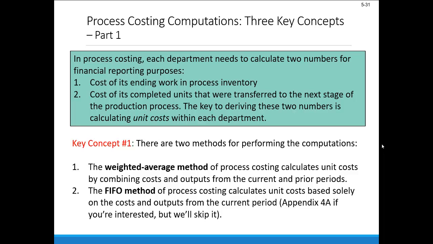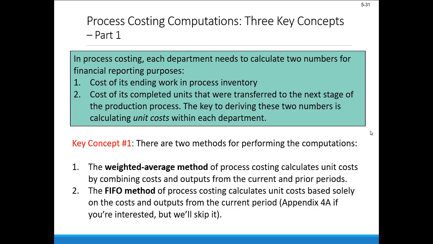Hello again, everyone. This video covers all things equivalent units of production from Chapter 4. So calculating equivalent units of production as well as cost per equivalent unit of production. So in our process costing systems, each of these processing departments we spoke of earlier needs to come up with at least two numbers for financial reporting purposes.